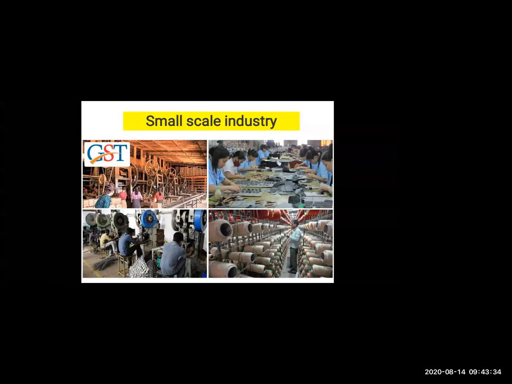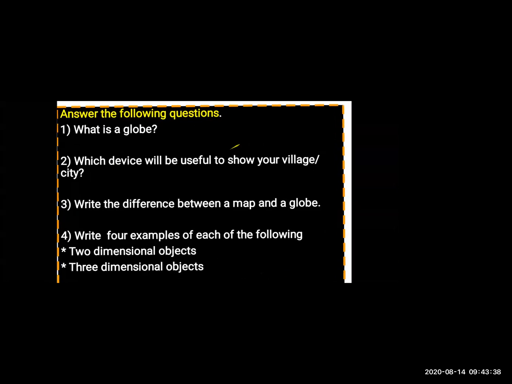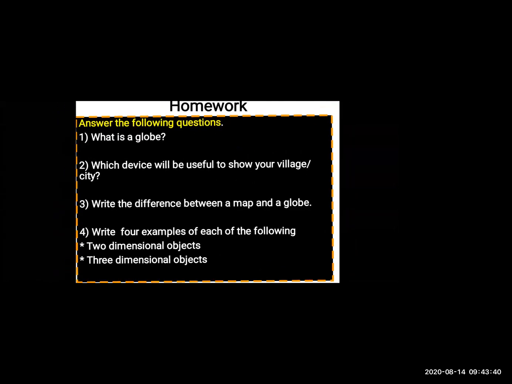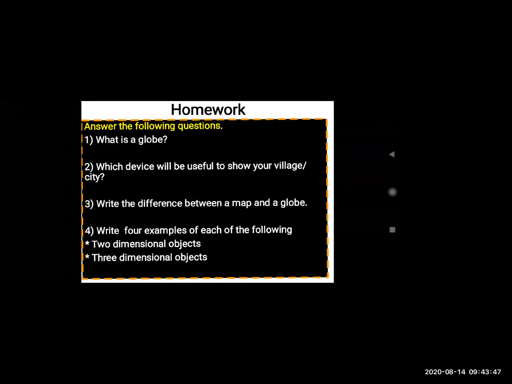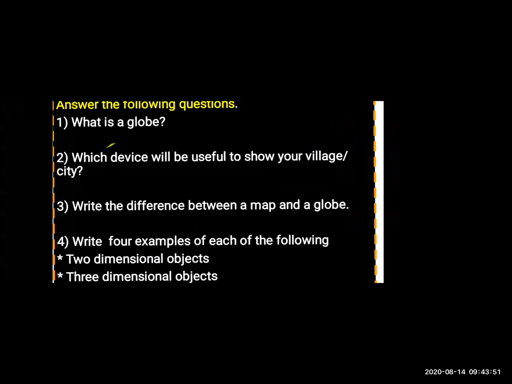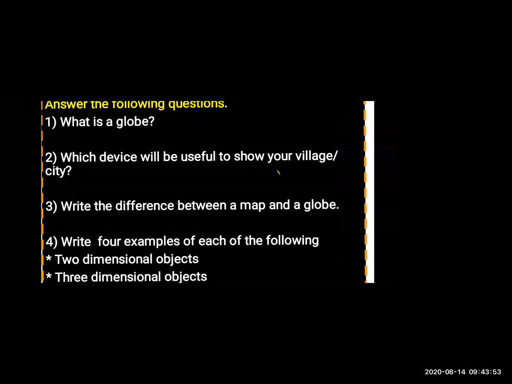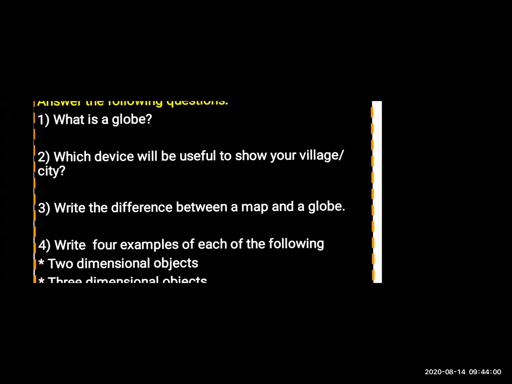Next. Now, for today, here is a homework on this lesson. All of you write down this homework. Are the questions visible to you properly? Take your time and write down all the questions. So question number 1 is, what is a globe? Okay? Write down all these questions.